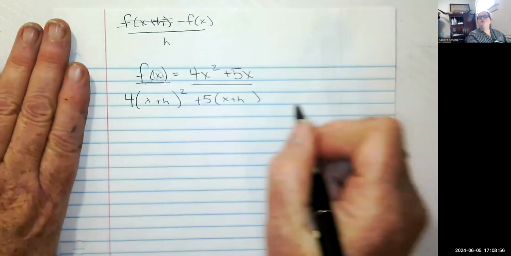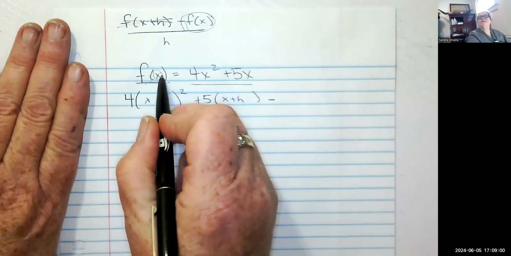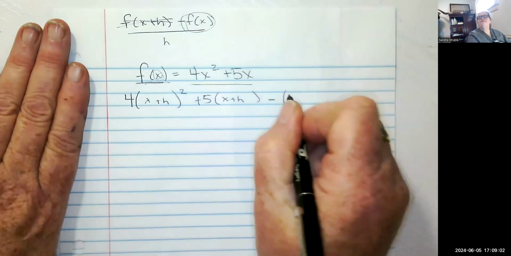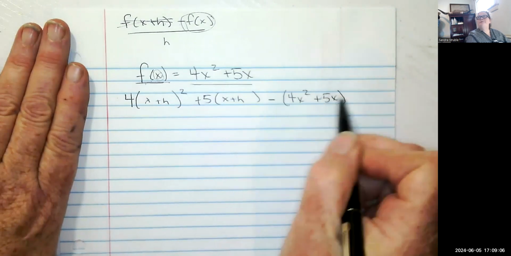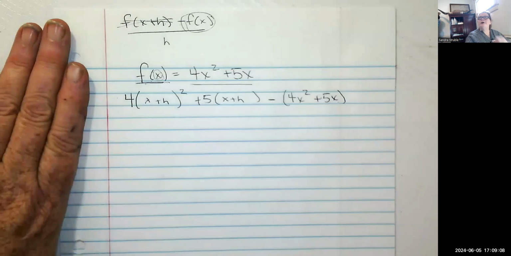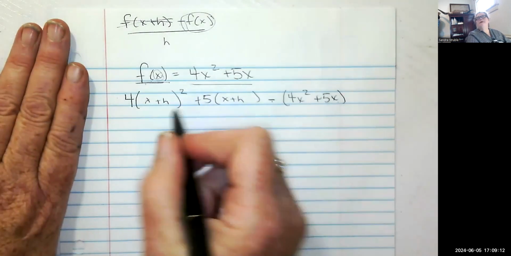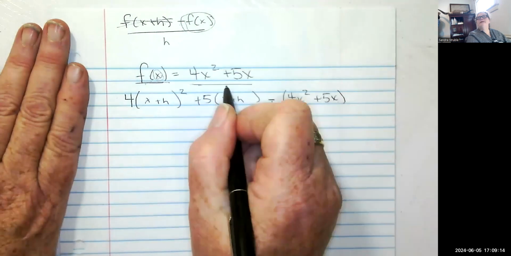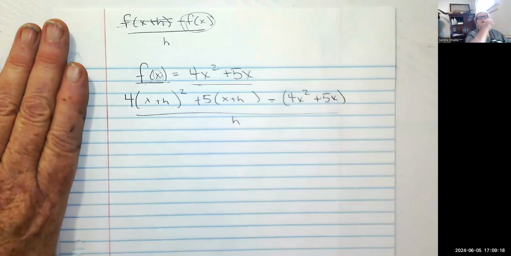Now I've got to subtract the original function, f of x. And the original function is 4x squared plus 5x. You have to put it in parentheses because, I know everyone tries to skip steps, but you're going to forget to distribute it. And then this whole thing is divided by h. This whole thing is divided by h.